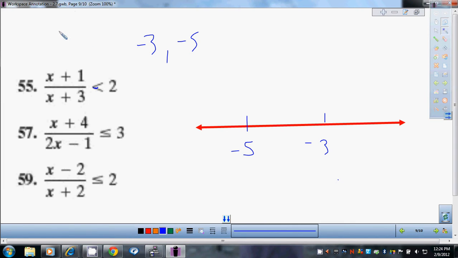Okay, so let's pick a number less than -5. -6. So that'll give us -5 over -3, which is positive 5/3. Is 5/3 less than 2? Yes. Check. Let's try a number between these two. -4. That'll give me -3 over -1, that's positive 3. Is 3 less than 2? No. Let's try a number over here, like 0. That'll be 1/3. Is 1/3 less than 2? Yes. Now you're right back to doing your intervals.